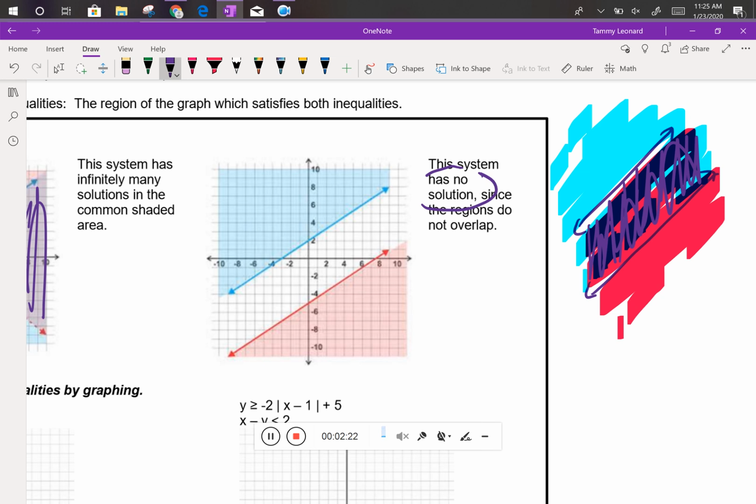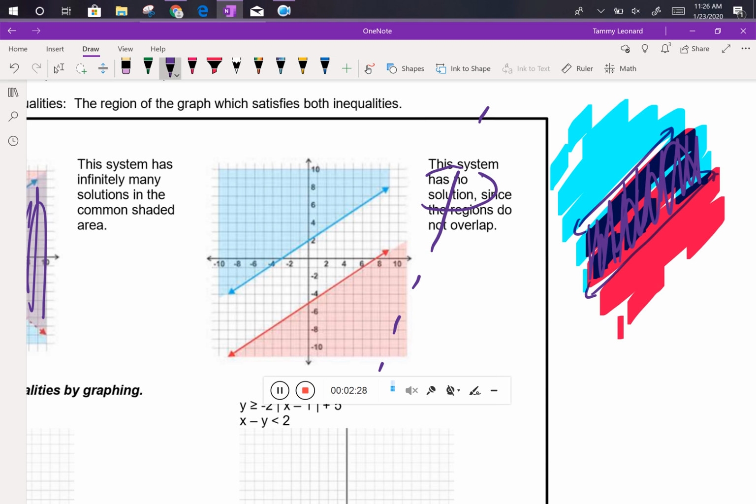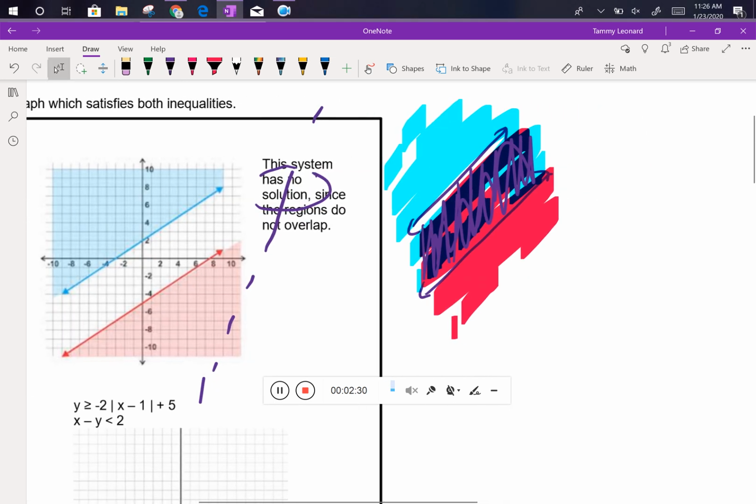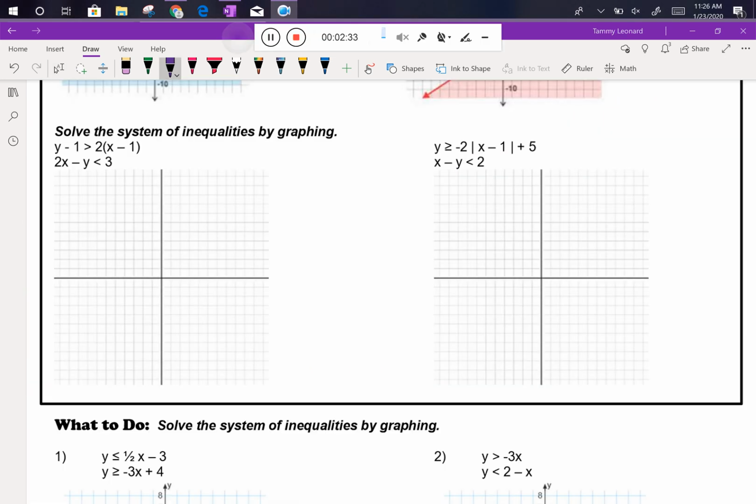Let's take a look at a couple of problems that we have to do on our own. So we're going to look at the first one and then at the second one. Having a little trouble getting it to listen to me. I'll pause and reset.